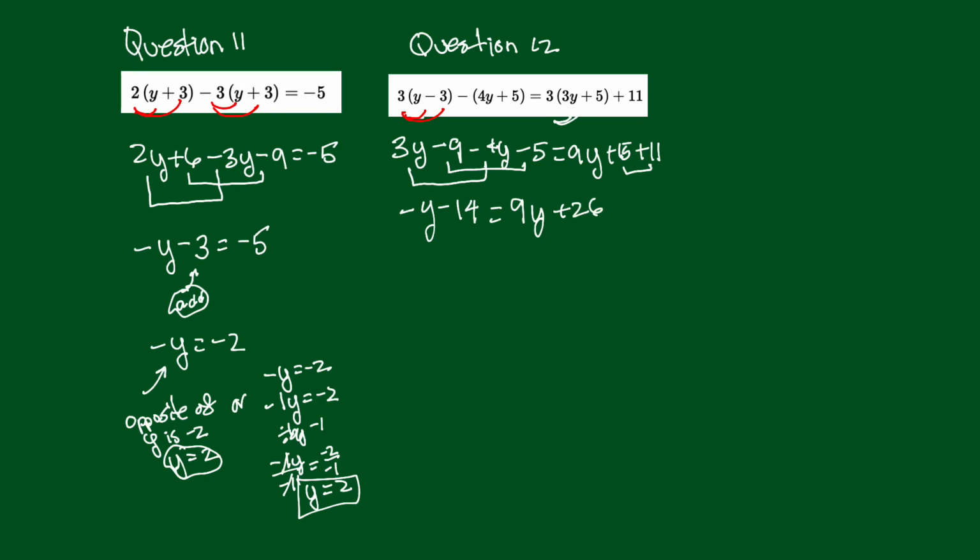Now I've got y's on both sides. I think what I'm going to do is get all the y's on the side where I have more y's already. Now, on the left side, I'm down 1. On the right side, I'm up 9. So I got more y's over here.